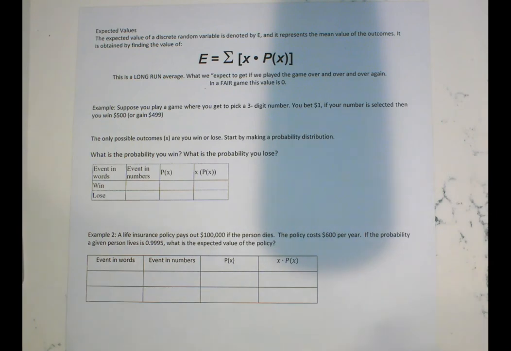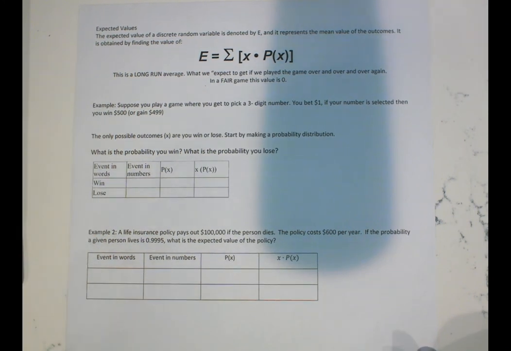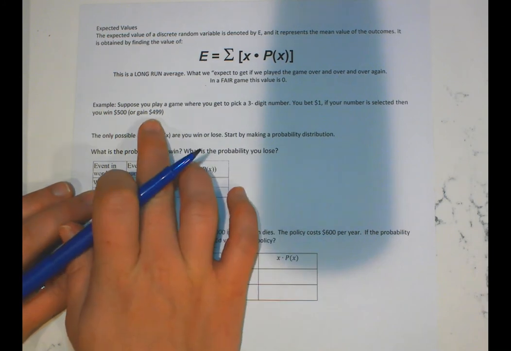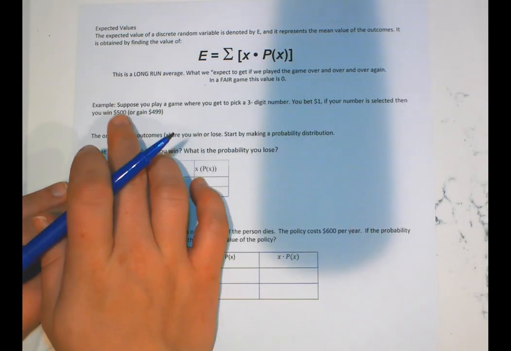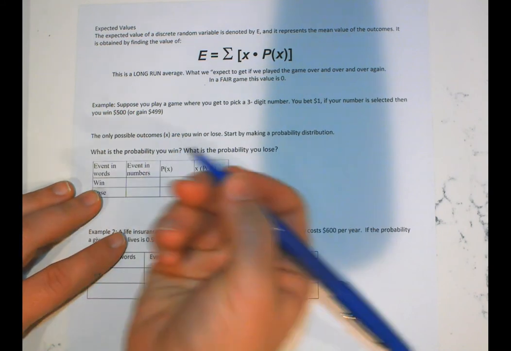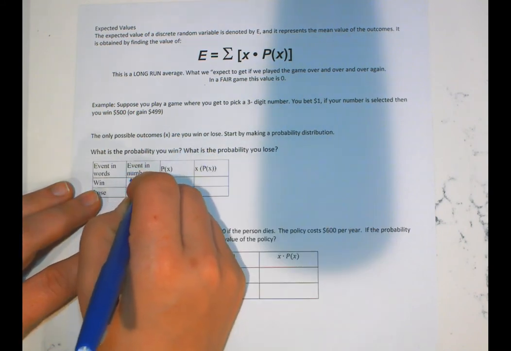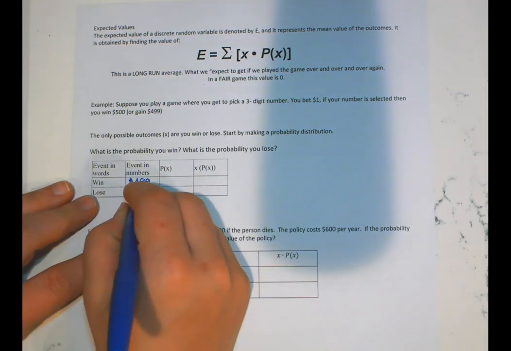So again, in words, the only possibility that this works out is you win or you lose. When we talk about it in numbers, this means what are the outcomes that could happen here. If I win, I'm going to walk away with $499 extra. Remember, you put $1 in, so you don't win $500. You end up taking home $499 extra. That's your profit. If you lose, all you did was lose $1.